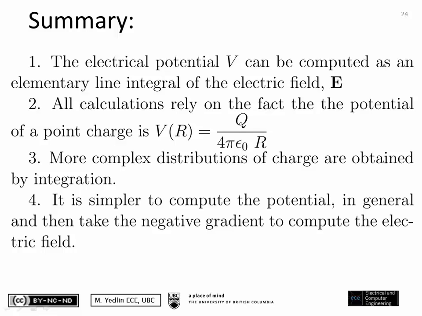Well, here's a summary of what we did. The electrical potential V can be computed as an elementary line integral of the electric field. All the calculations rely on the fact that the potential of a point charge is given. It's Q over the distance, in this case R, from the point charge to the observer. More complicated distributions of charge are obtained simply by superposition, i.e. add them up, integration. And it is simpler to compute the potential because it's a scalar, and then take the negative gradient to compute the electric field. And that sums up what we did in this online lecture on energy and potential.